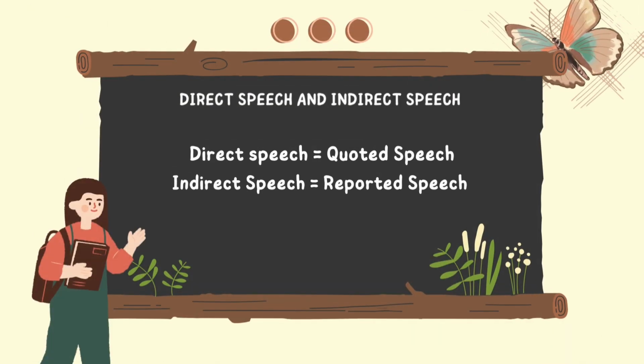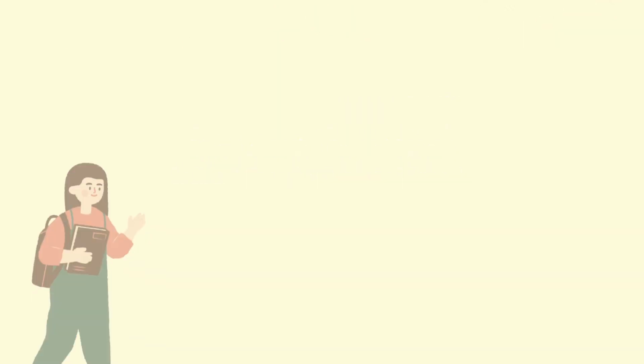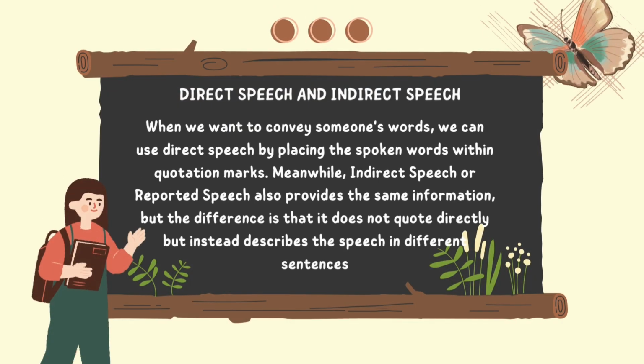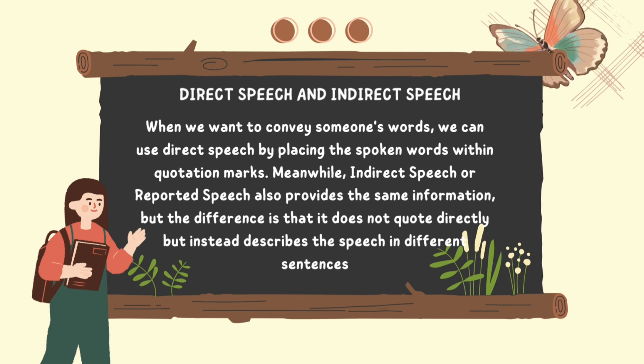Alright guys, when we need to recount an event or action, we often need to relay what someone said. This can happen in social situations. There are two types of speech to convey what people say. The first one is direct speech, also known as quoted speech, and the second one is indirect speech, also known as reported speech.